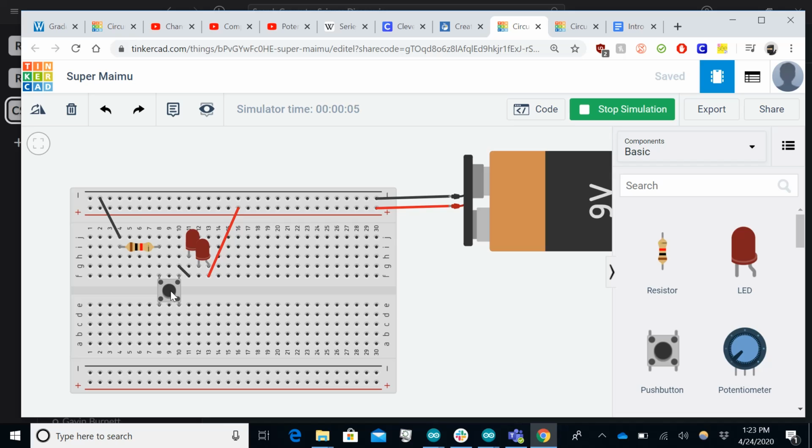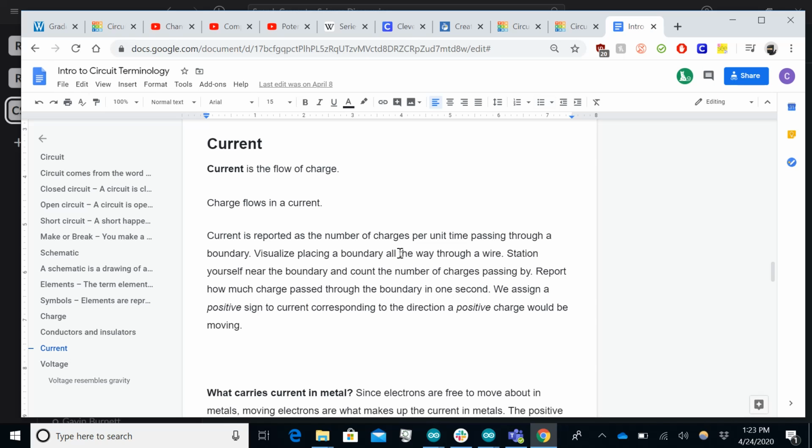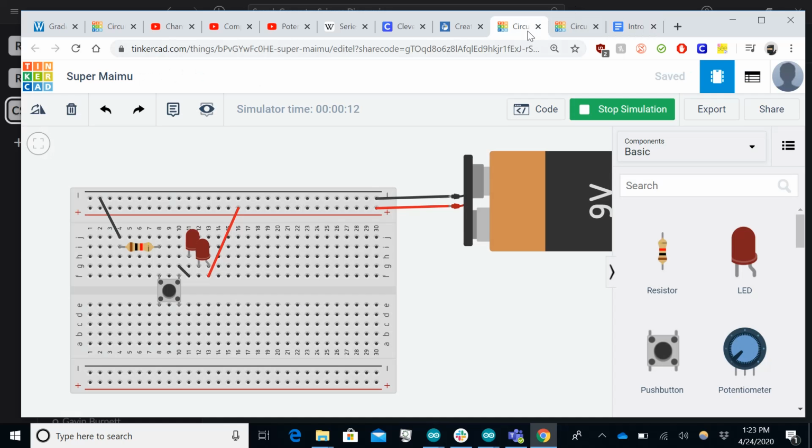Now, I want to talk about what's happening here in terms of current and voltage. If we remember current from the document, current is essentially a description of how many particles, electrons, whatever, are flowing through a given boundary point. So if I stick a boundary point right here on the wire or there on the wire or whatever, I'm going to have an amount of current flowing through this wire. Now that current is going to be reduced a little bit when I hit these LEDs because they're going to slow things down a bit.